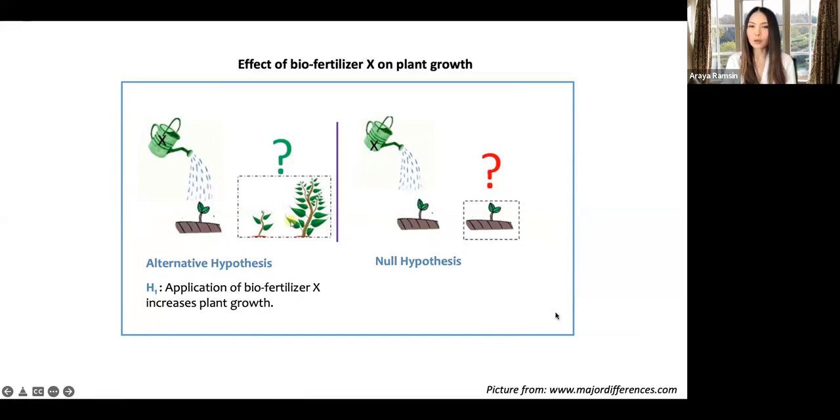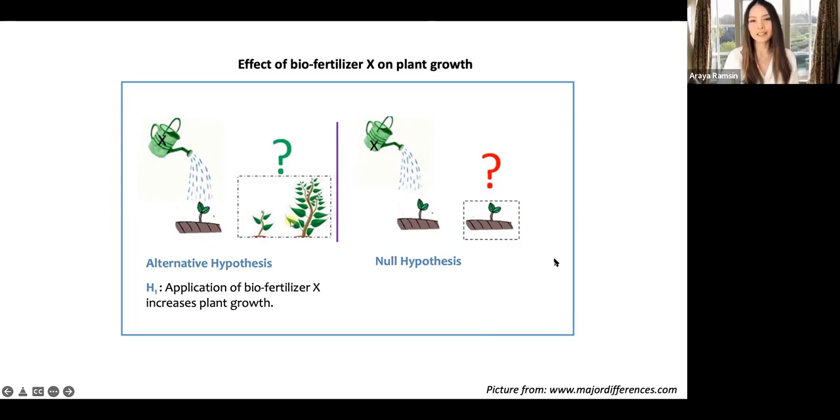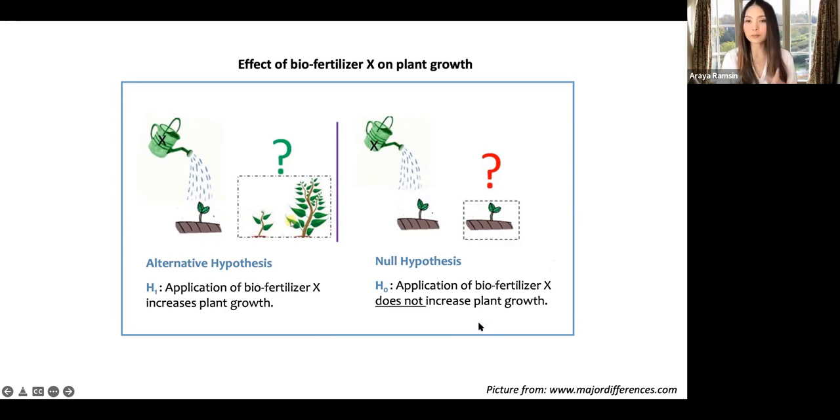As a researcher. What about the null hypothesis? What is it supposed to say? Application of biofertilizer X, what? Doesn't increase plant growth. Good. So that is the null hypothesis: application of biofertilizer X does not increase plant growth. So this is an example of an alternative hypothesis, and this is an example of a null hypothesis. Why do we want to know all about this? Okay, so let's move on.